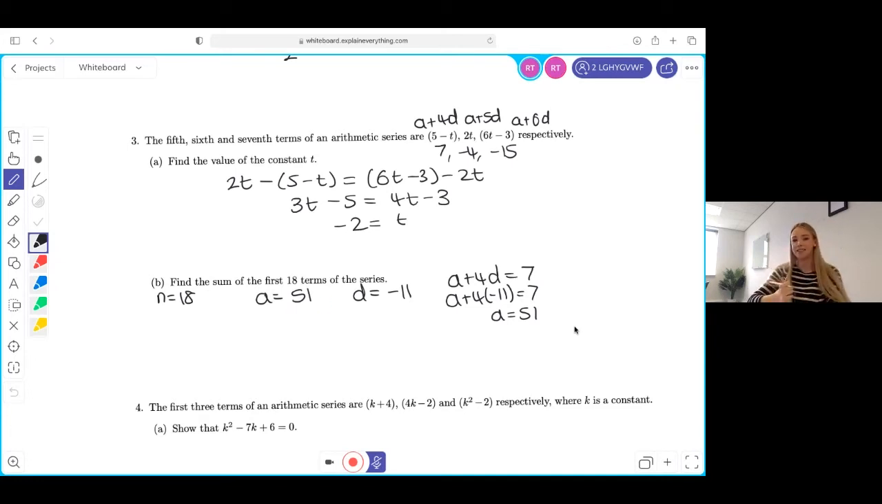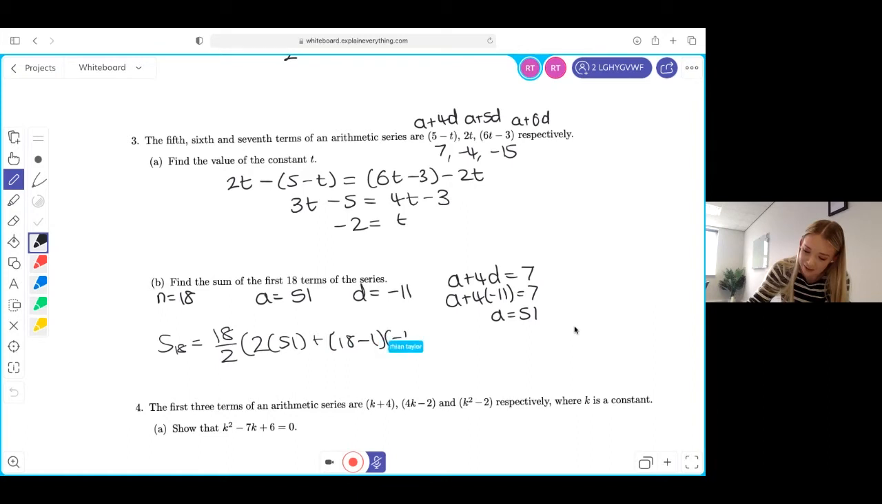We know our common difference, and we know what n is. We want the sum of the first 18 terms, so n is 18. So we'll put all of that into our formula again. N over 2 times 2a plus n minus 1 times d. And I'll give you some time to work out all of that one too.